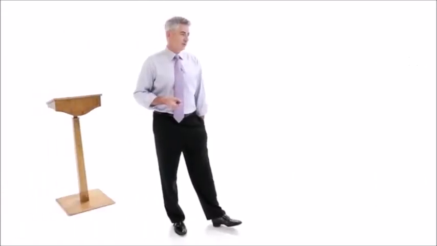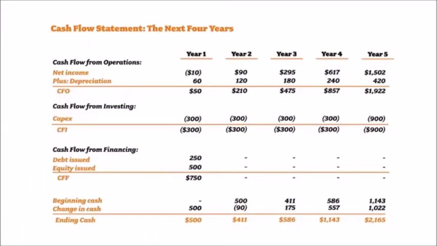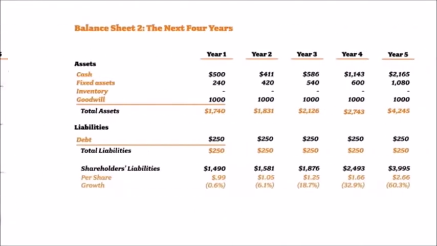Let's look at the cash flow statement. As the business becomes more and more profitable, we generate more and more cash, and the cash builds up in the company. We go from $500 of cash in the company to over $2,000 of cash over the period.